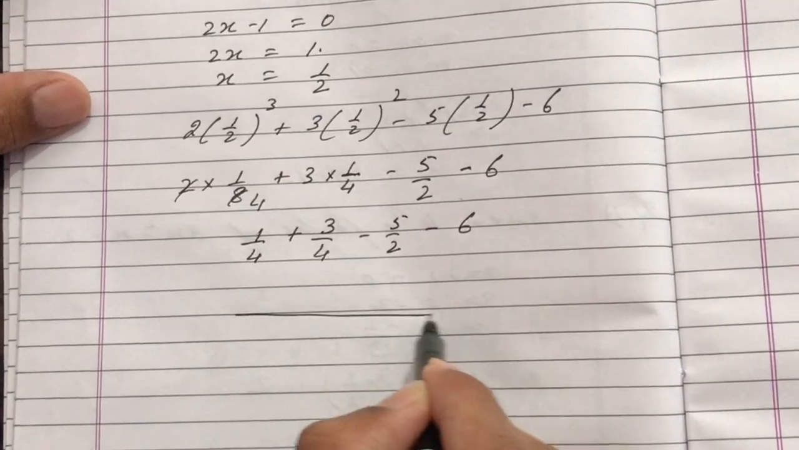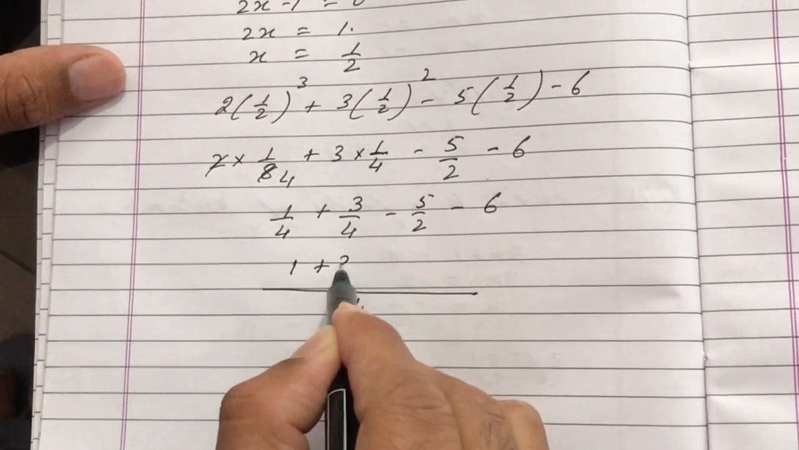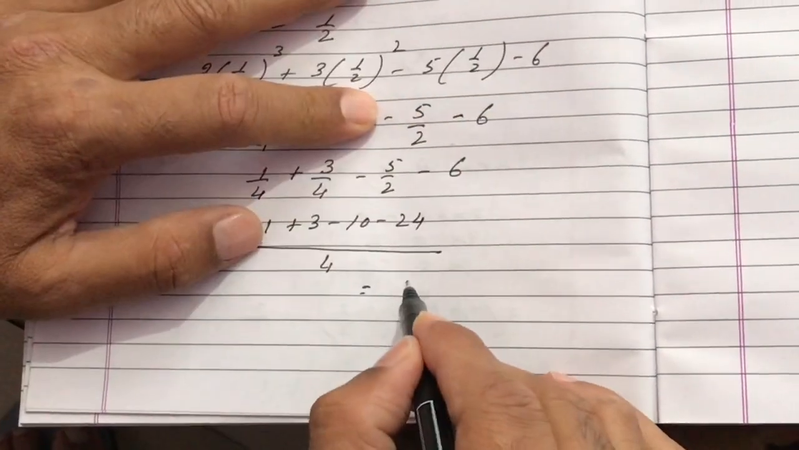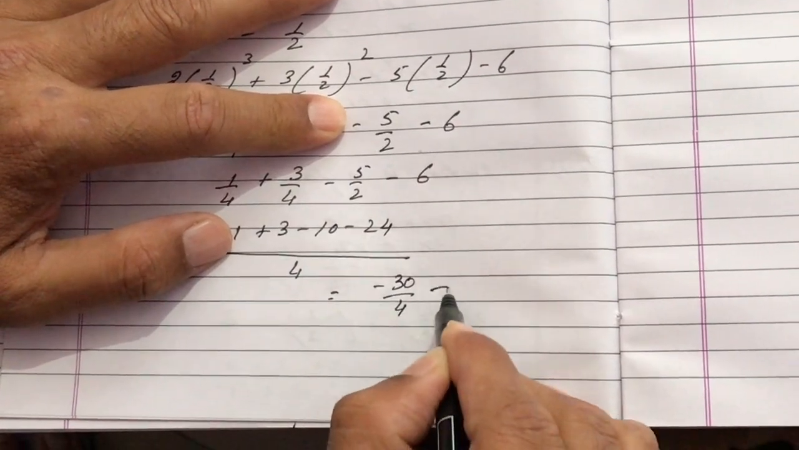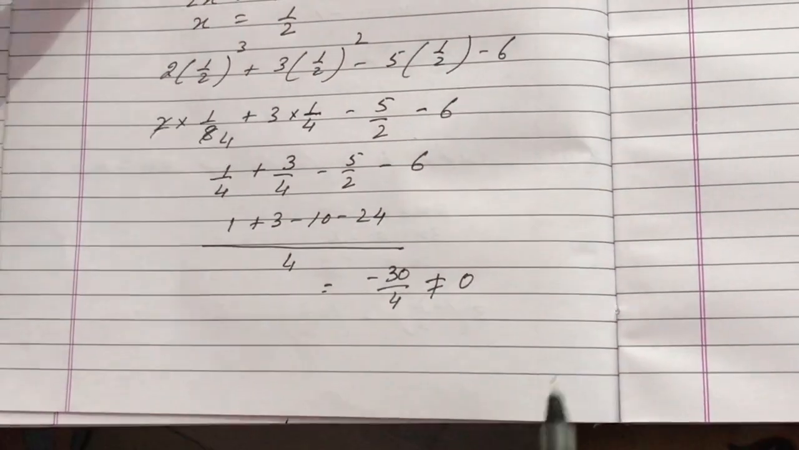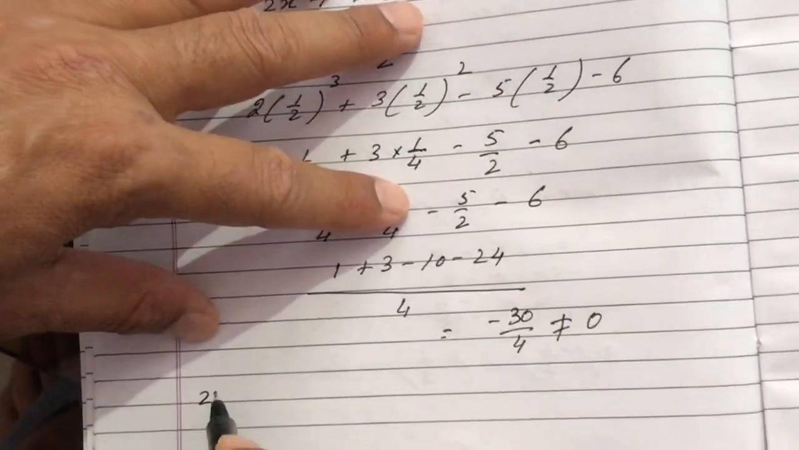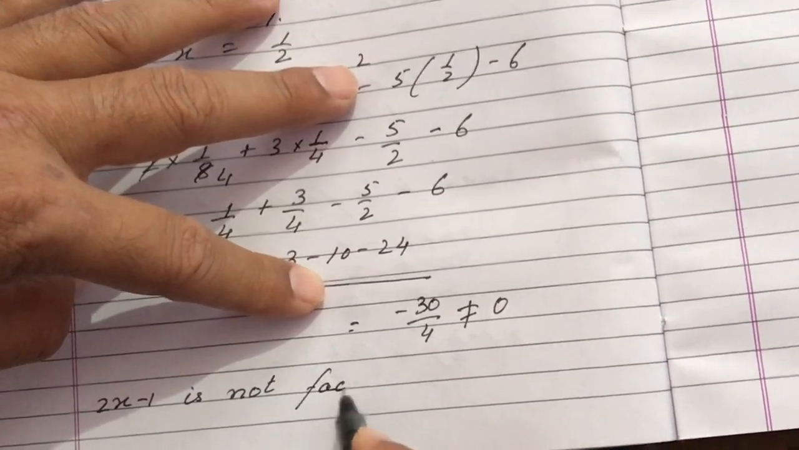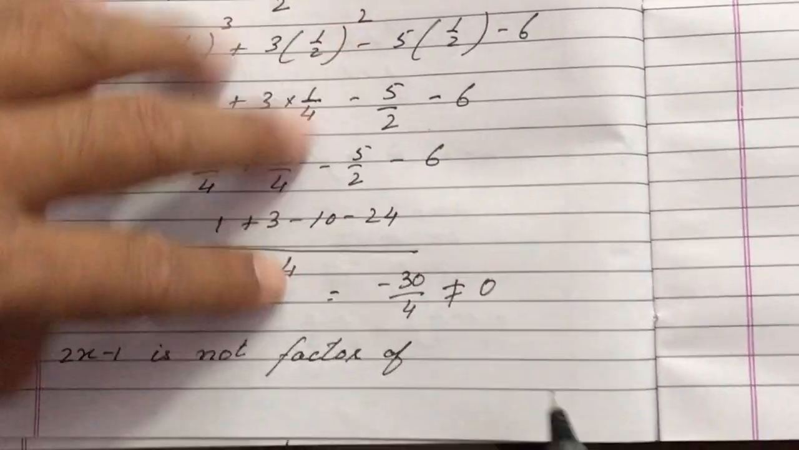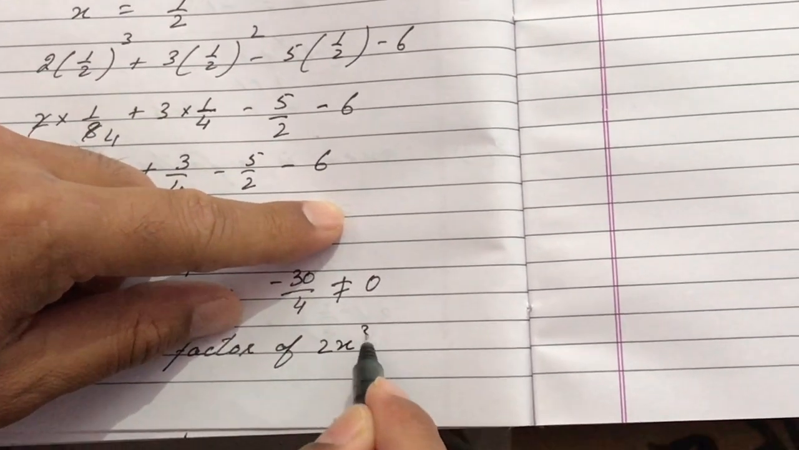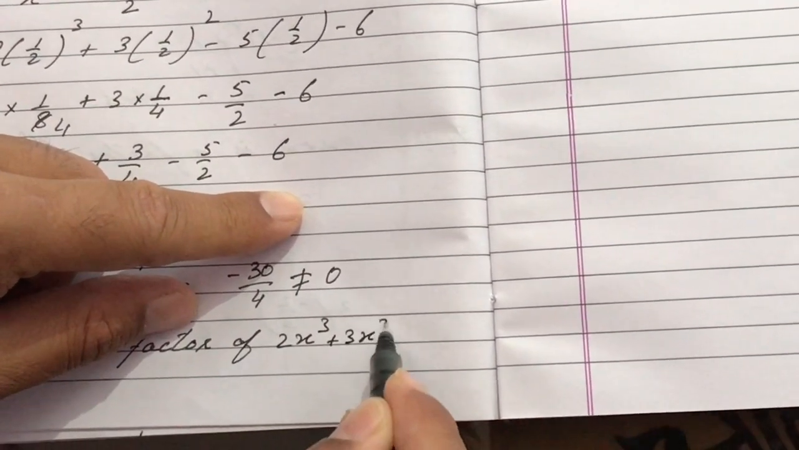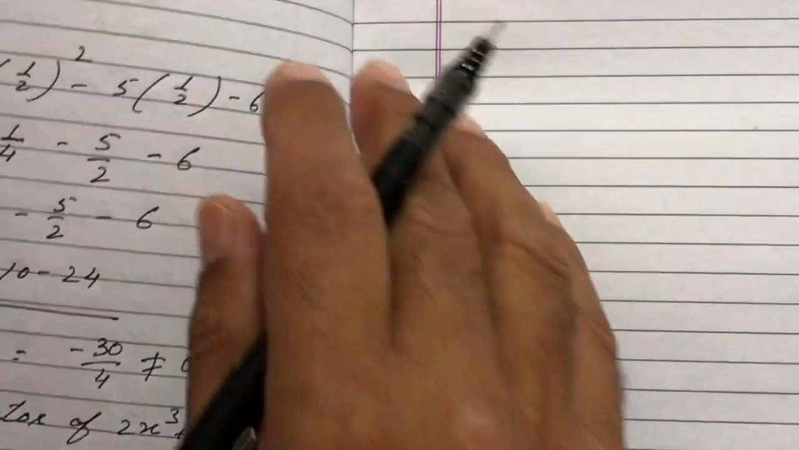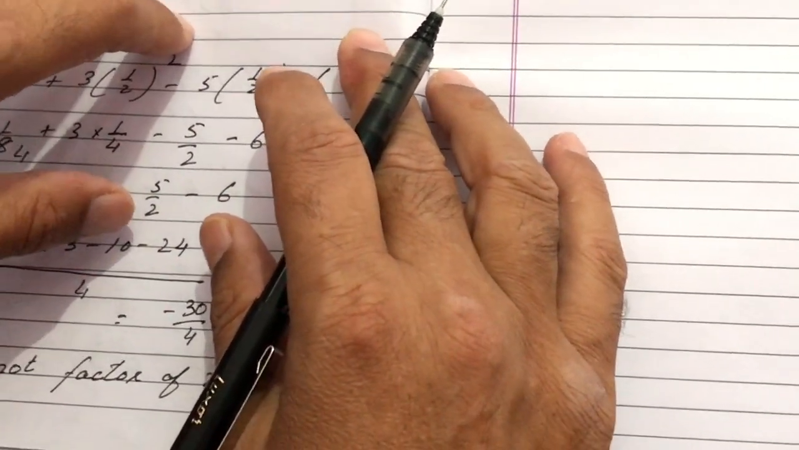I take the LCM and subtract. It is minus 30 by 4, that is not equal to 0. It means 2x minus 1 is not a factor of 2x cube plus 3x square minus 5x minus 6. So similarly you can check for the others, x plus 1 and x plus 2.